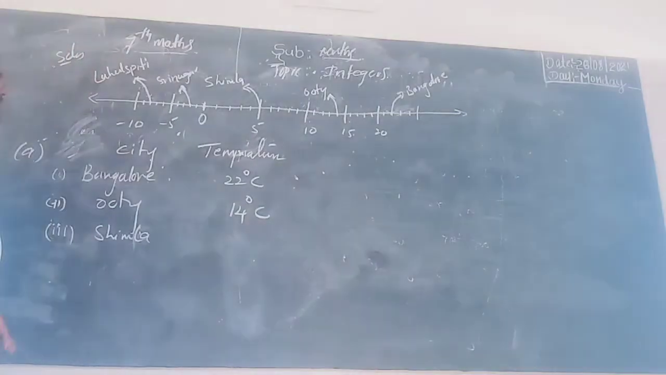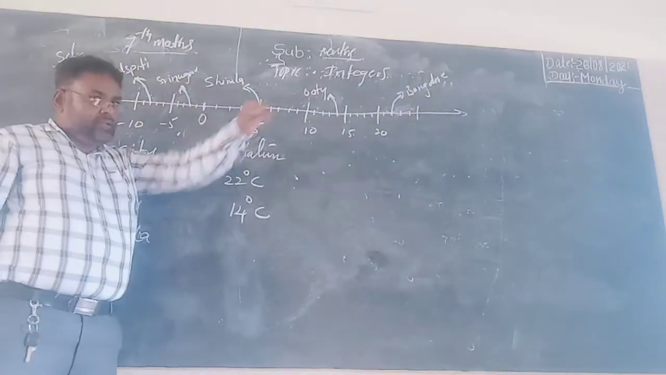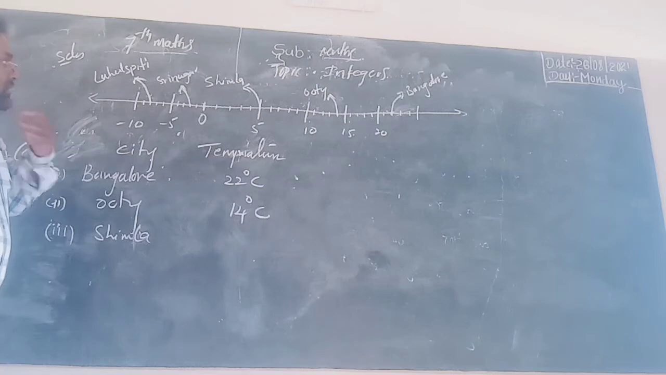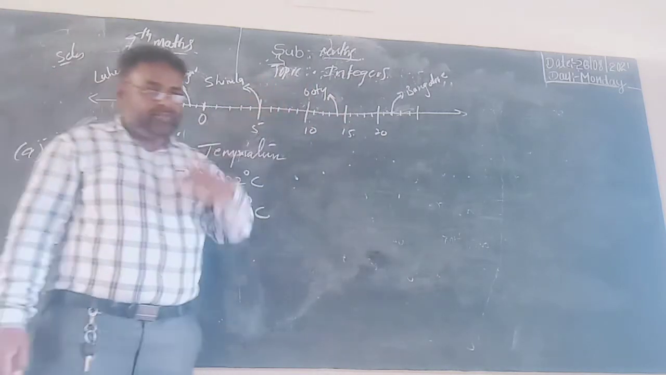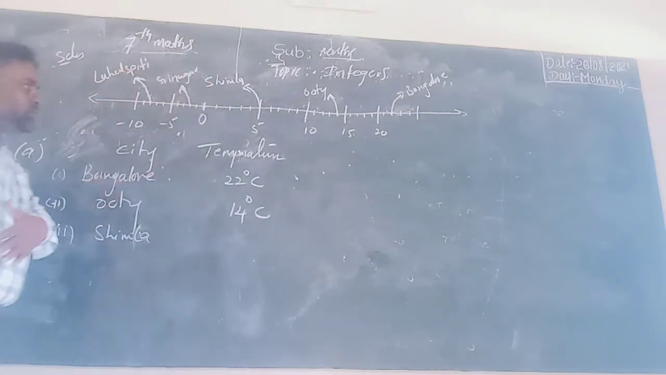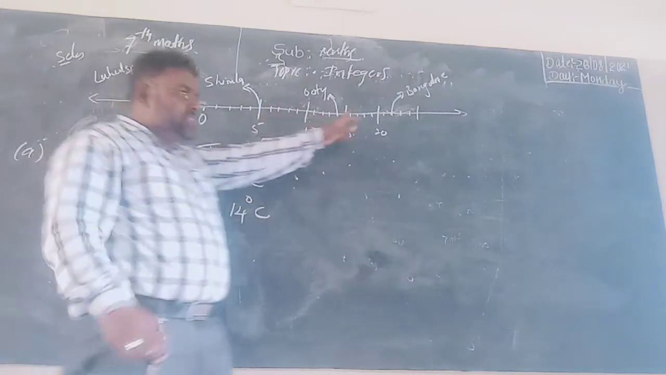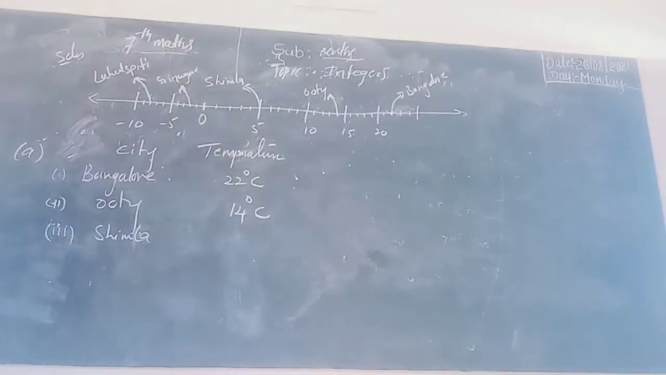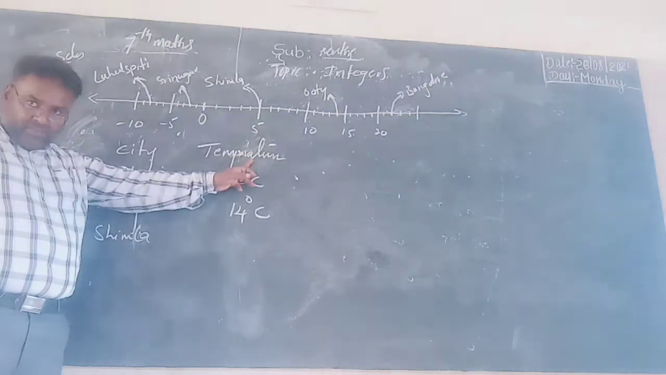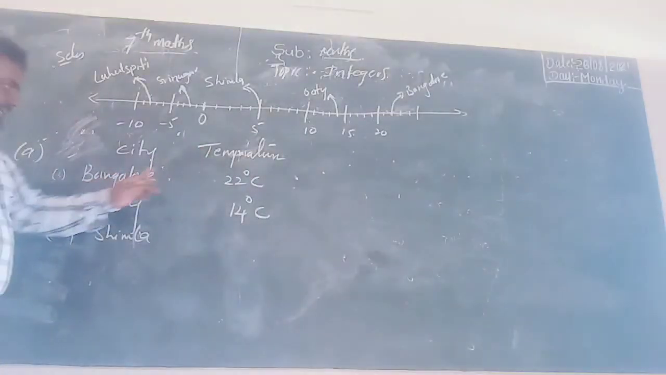So on the number line, some cities' temperatures are noted. Now we are going to find out which city has how much temperature. That's what we want to find out here. First, A, city temperature. First, Bangalore city.